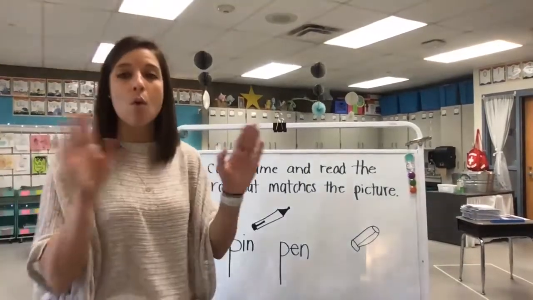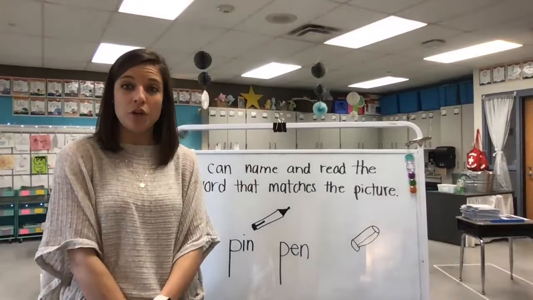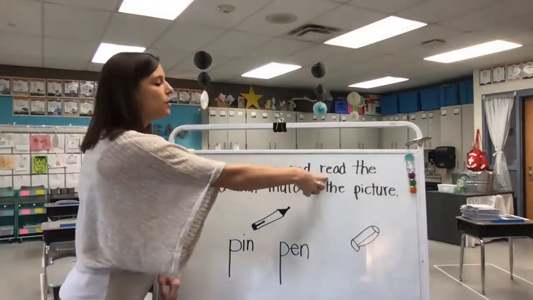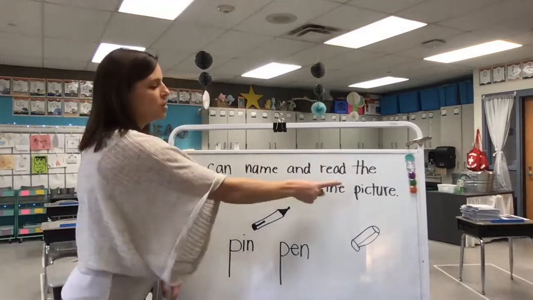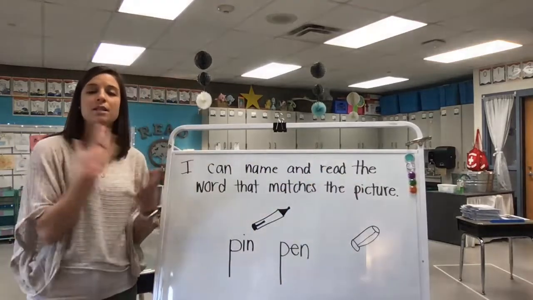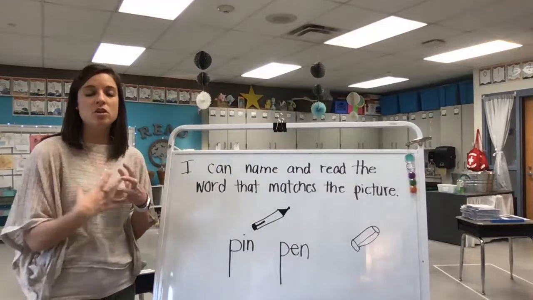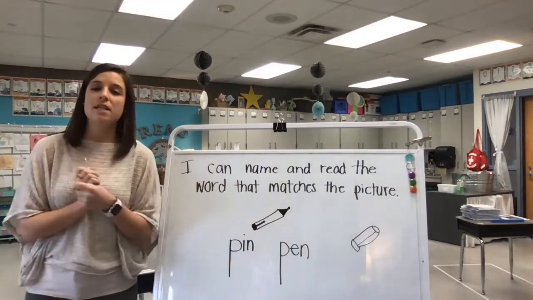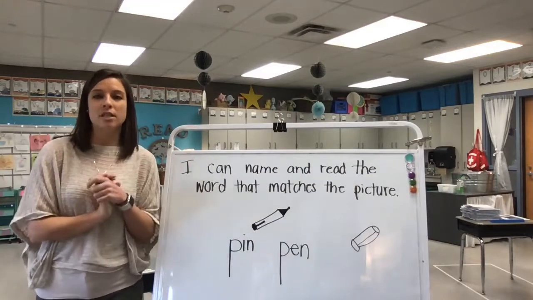All right, friends, welcome back. Let's take a look at our learning target for today. Our learning target says, I can name and read the word that matches the picture. So we're going to look at different pictures, and underneath the pictures, there are going to be two words. Let's count. 1, 2. We have to decide which word matches the picture.